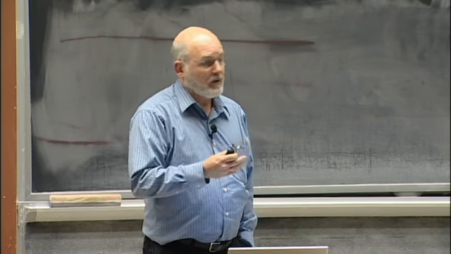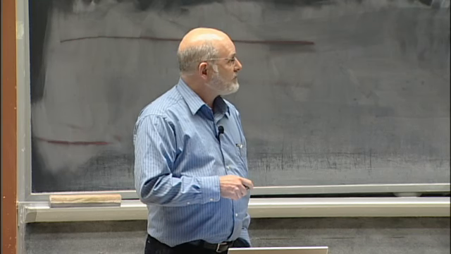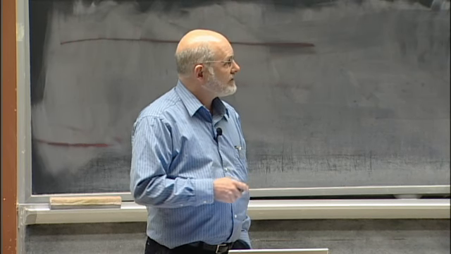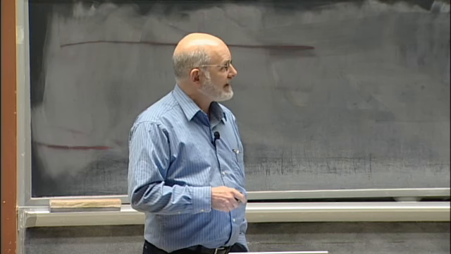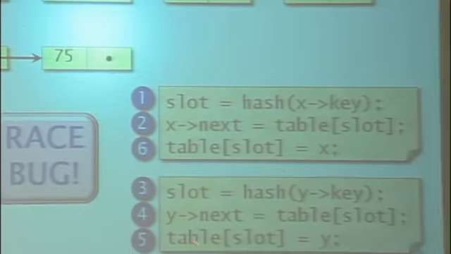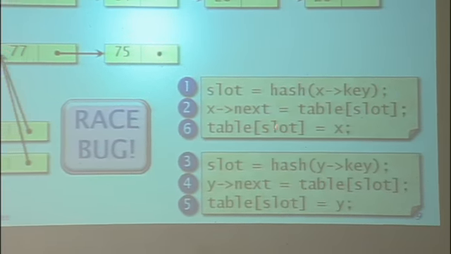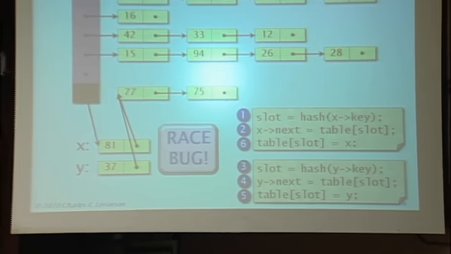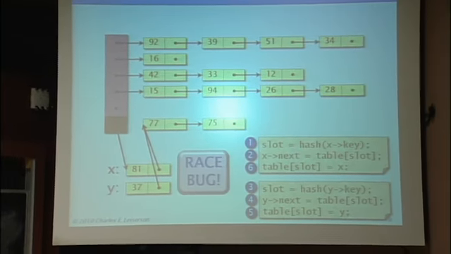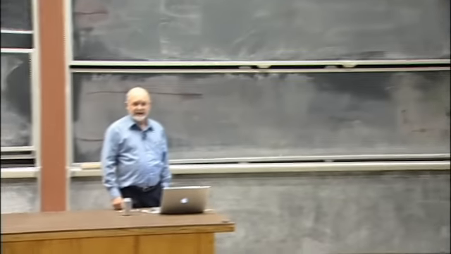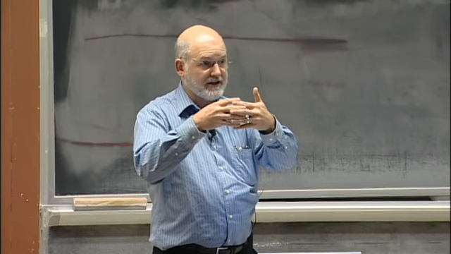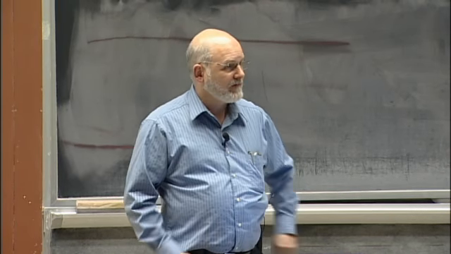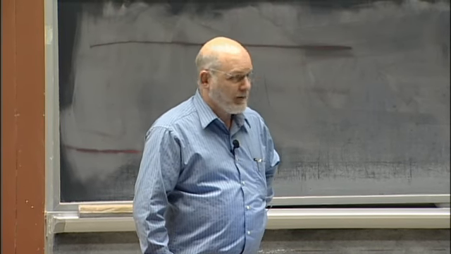And how things are going to work out depends upon which one of these guys goes first. Notice, as with most race bugs, that if this code all executed before this code, we're okay, or if this code all executed before this code, we're okay. So the bug occurs when they happen to execute at essentially the same time, okay? And their instructions interleave. Okay? So this is a race bug.